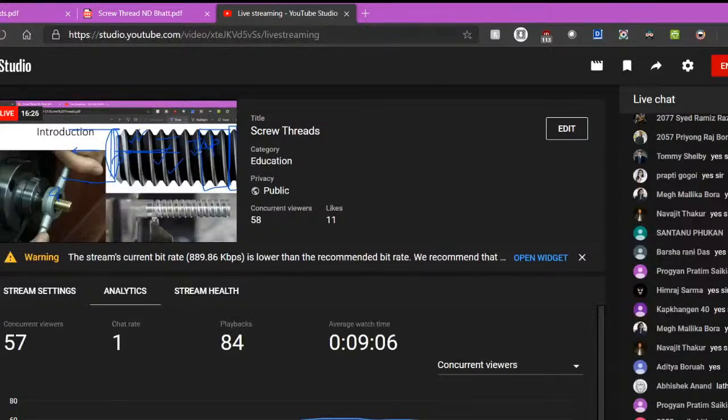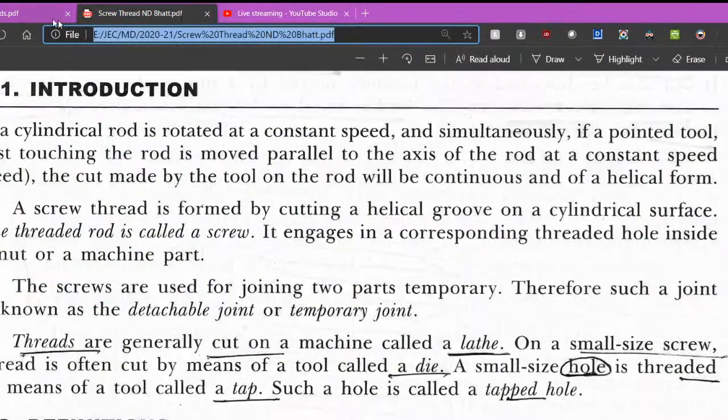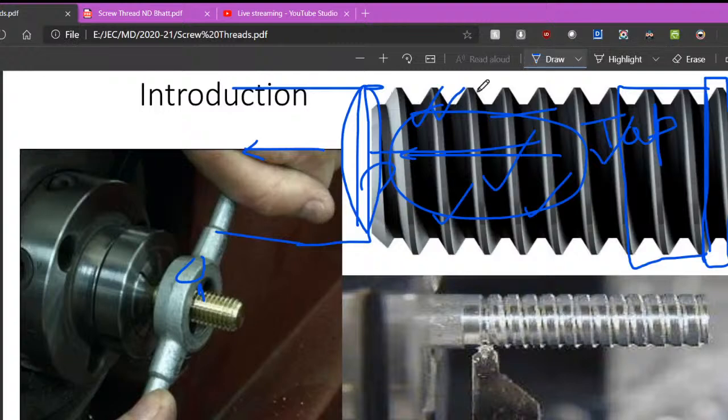Okay, so I have discussed the tap. So please explain one more time about the screw thread, as I have joined now. This is live and it will also be recorded, and you can watch later. You should have come at the start.